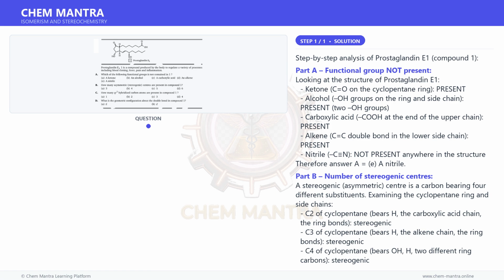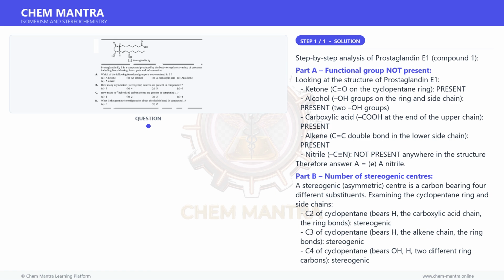Part C, number of sp2 hybridized carbons. sp2 carbons include all carbons involved in C=O double bonds and C=C double bonds. Ketone carbonyl carbon, C=O on the ring, 1 sp2 carbon. Carboxylic acid carbonyl carbon, C=O of COOH, 1 sp2 carbon.